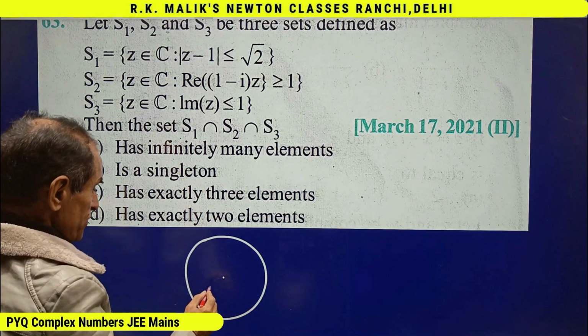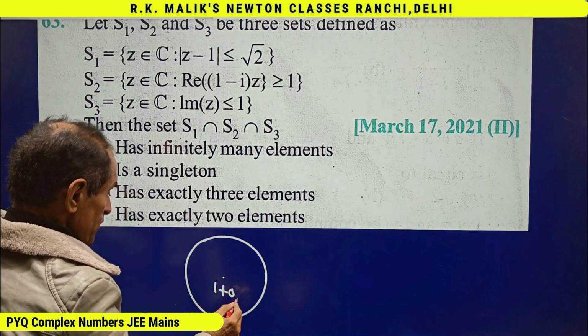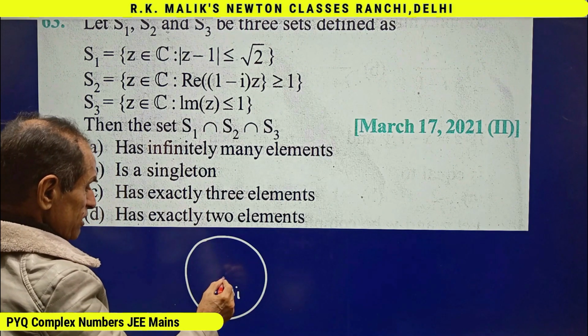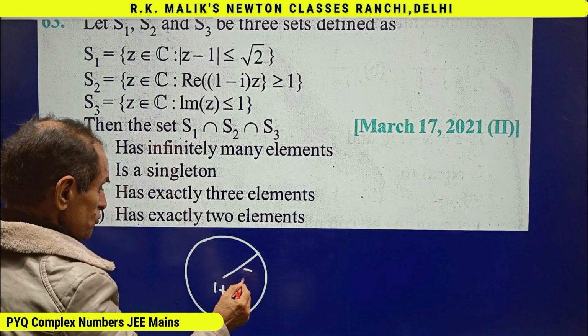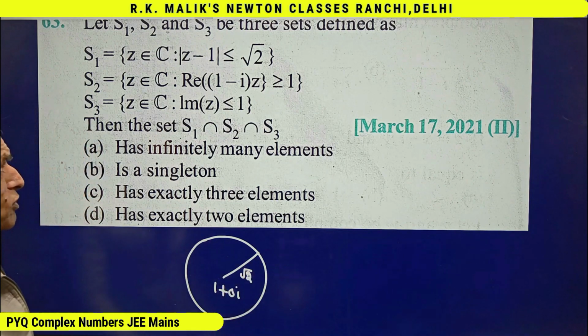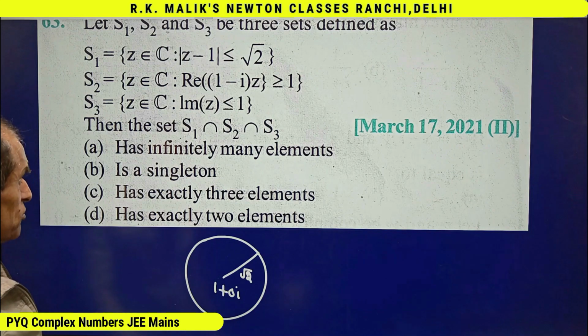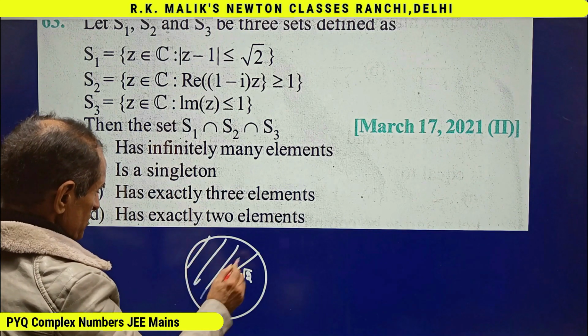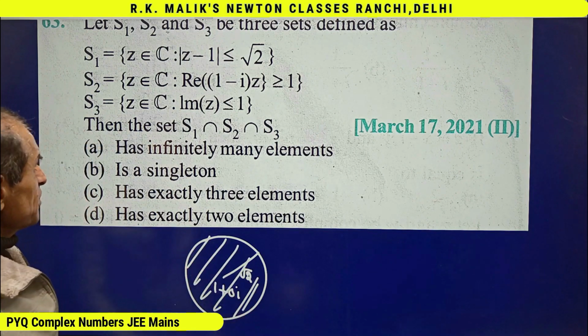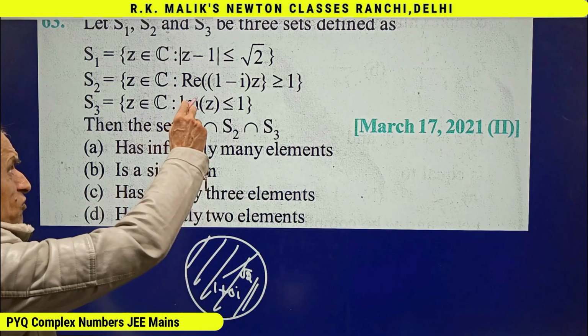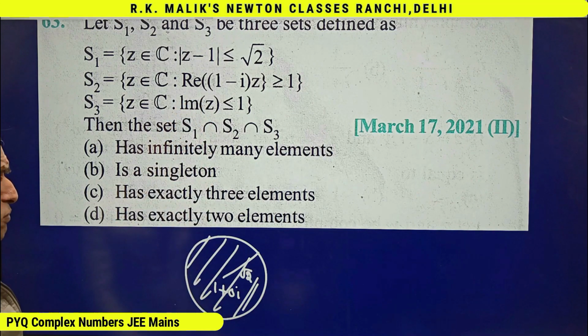with complex number of center as 1 plus 0i and radius root 2, and all the points inside this circle also. And now see what this equation represents.